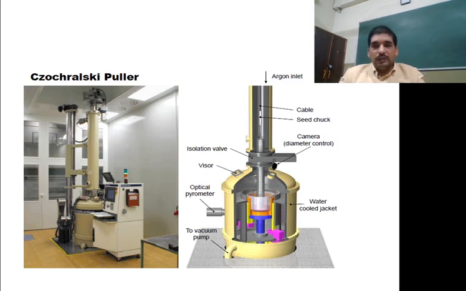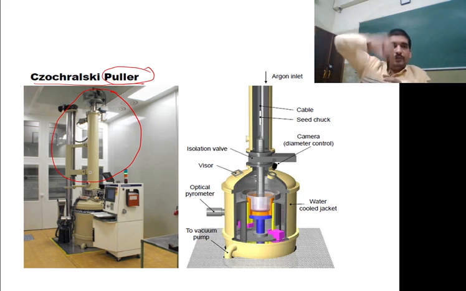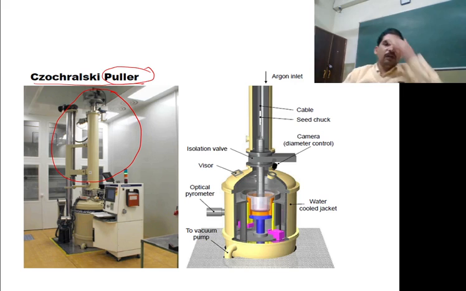Let us have a look at this diagram. There are two things. On the left side you can see this Czochralski puller. As the name indicates, puller. Actually, if you see here, this is your puller mechanism. Puller mechanism means basically it pulls upward. That is why this is known as the Czochralski puller.